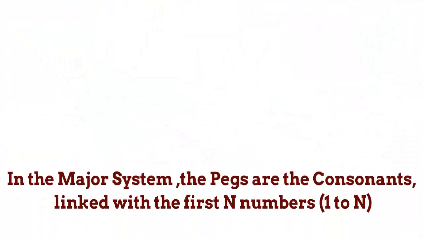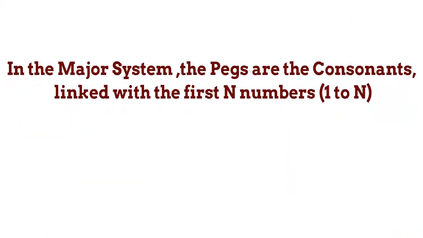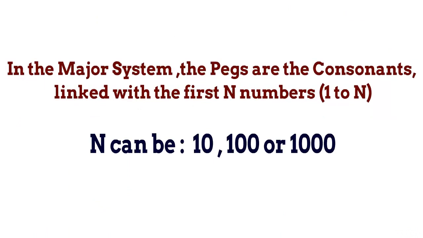In the major system, the pegs are the consonants, linked with the first n numbers, 1 to n. As you will see in this course, n can be 10, 100, or 1000, depending on the level at which you want to apply the major system. Although the principle is the same, the difference between these variants is the number of images you need to learn beforehand, 10, 100, or 1000. In the next lesson, I will present you these variants so you better understand the differences and also the efficiency of each level. Now, let's see how the major memory system works.